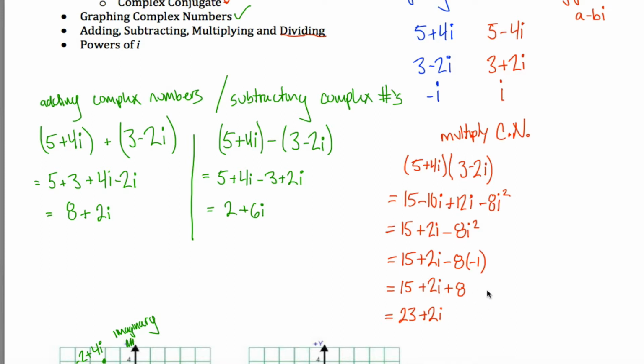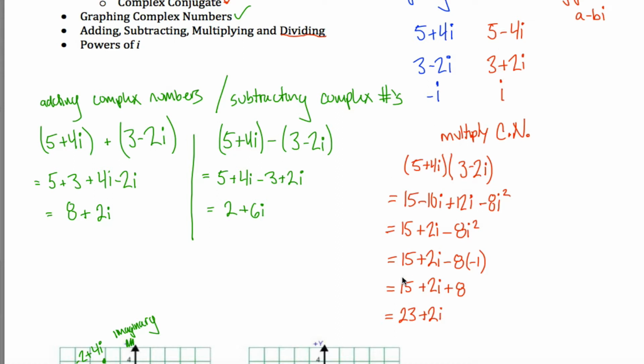I could see somebody getting here and saying, oh, this is 2i plus 23. Yes, that's true, but you don't want to leave your answer like this. You want to write it like this because this is not a complex number. It's damn close to a complex number, but it's not a plus bi. It's bi plus a. You want it in this form so it looks like a complex number. Let's get rid of that.